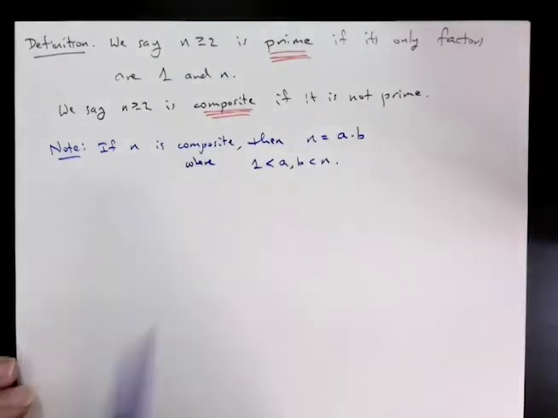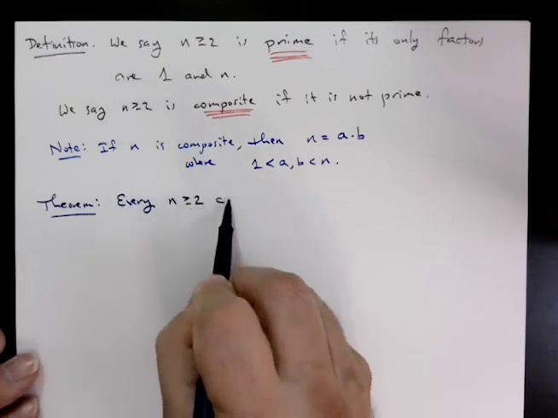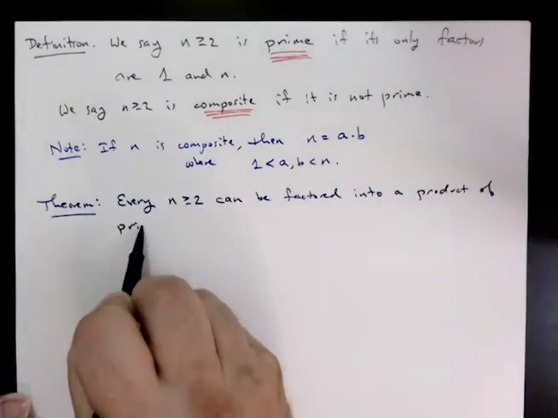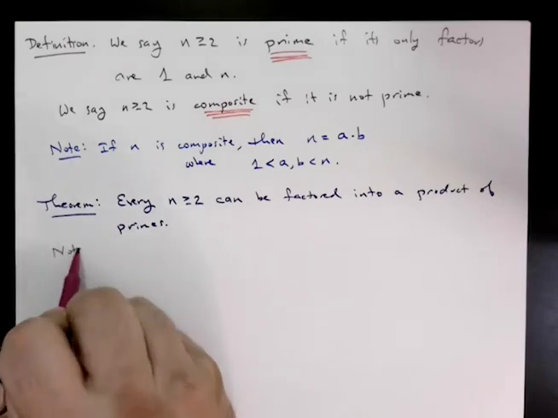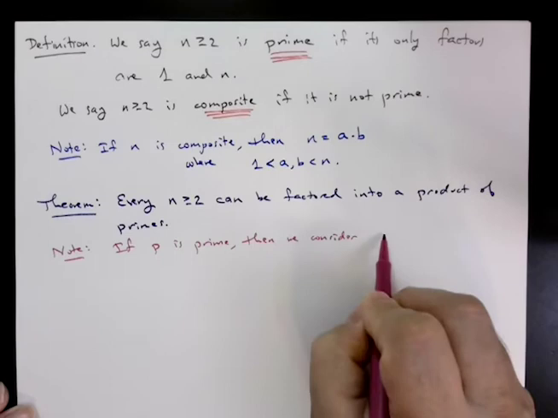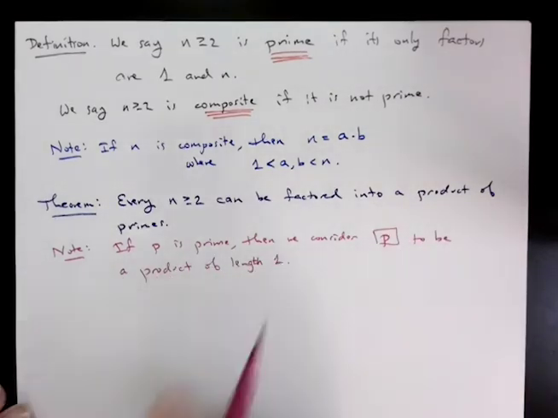Now we can prove the following theorem, which is one half of what is called the fundamental theorem of arithmetic. Every natural number greater than or equal to 2 can be written as a product of primes. Note here that if a number p is prime, then we are going to write this as just p, which is a product with just one term. Okay, let's prove the theorem.